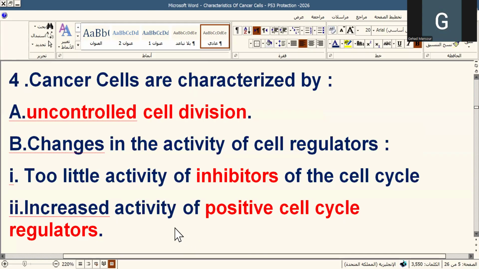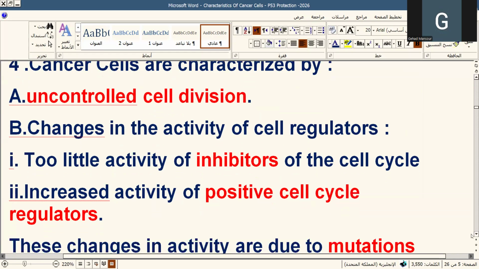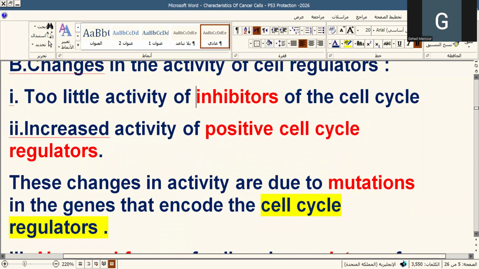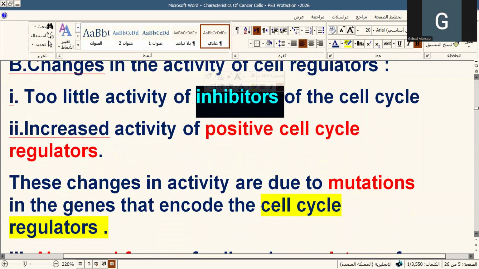When you have an uncontrolled cell division, it's either because you have too little activity of the inhibitors of the cell cycles or too much activity of the positive regulators. You might be wondering now why I am mentioning inhibitors of the cell cycle. You might want to ask me, haven't you said that the core cell regulators are essentially activators and that the positive or negative regulation comes from their activation or deactivation respectively?